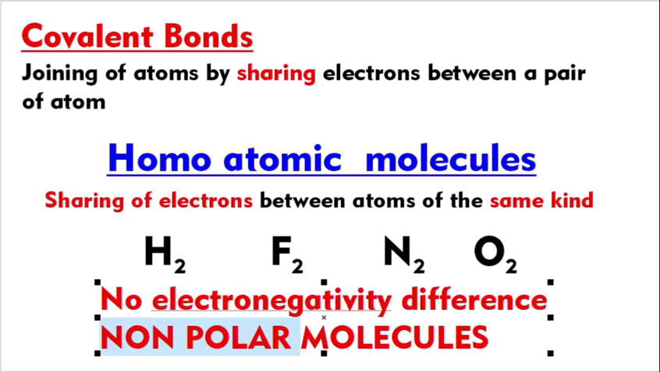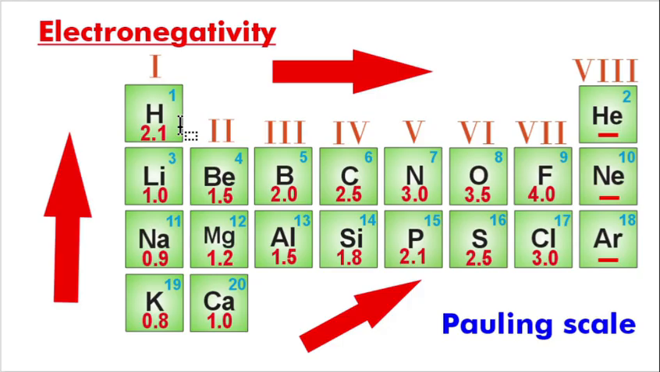Electronegativity is the ability to attract electrons when they have a covalent bond. This is the Pauling scale of certain elements based on your periodic table. Hydrogen has 2.1. If it is combined with another hydrogen, that electronegativity is also 2.1. So what is the difference if the bond is made with H and H?